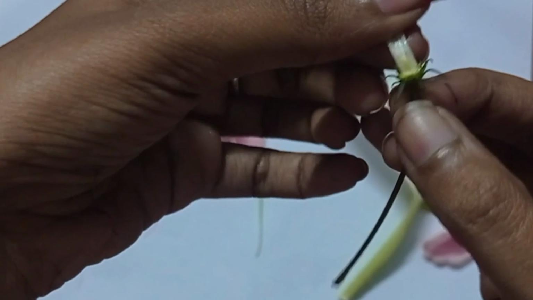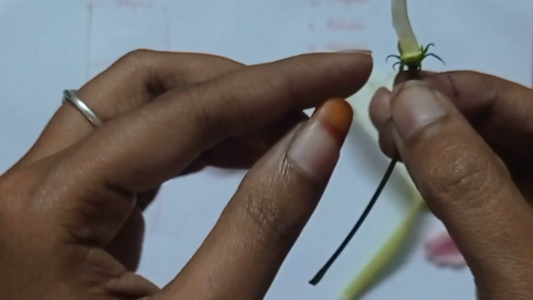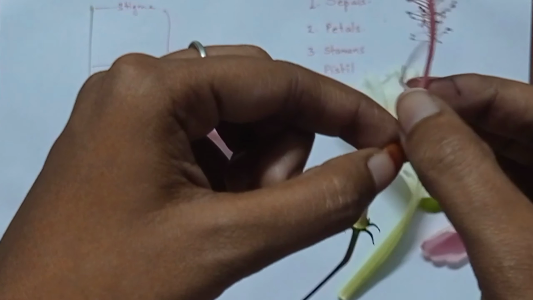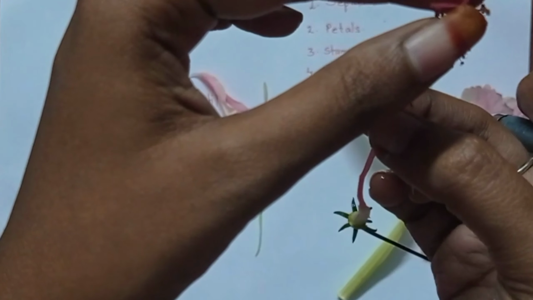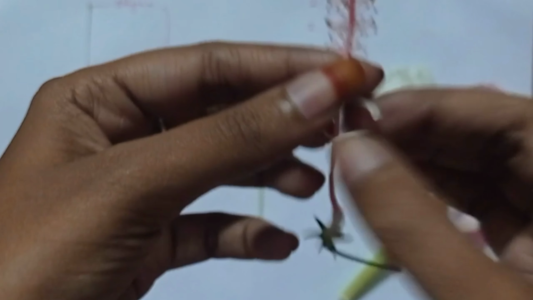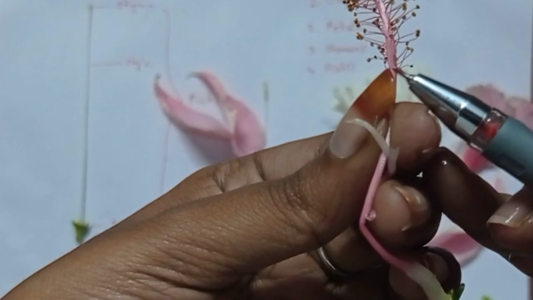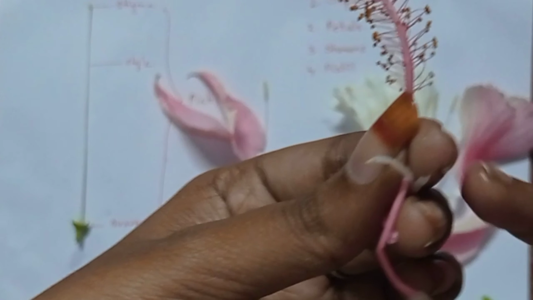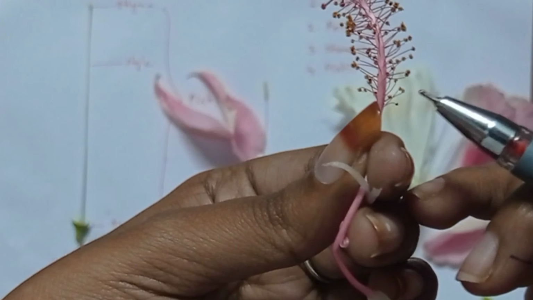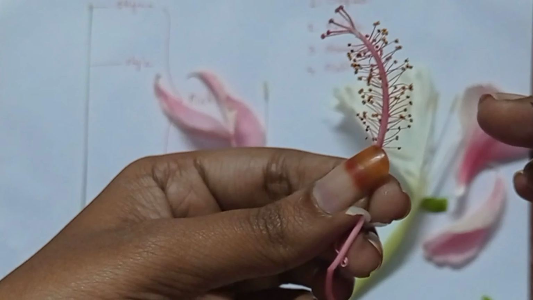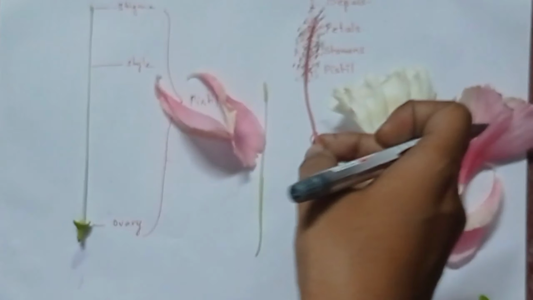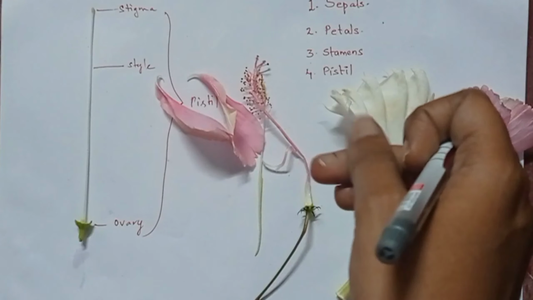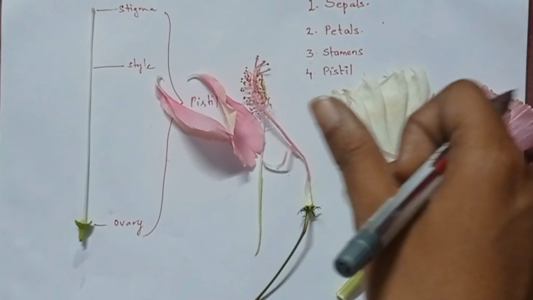So here the swollen part inside is the ovary, and inside a white tube-like structure will be there, that is style. Here this is stigma, and these small thread-like structures are filaments, and the dot-like structure on top is the anther, which produces pollen grains. Right. So now let's understand how pollination and fertilization occur in plants.